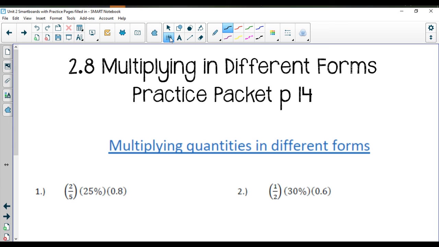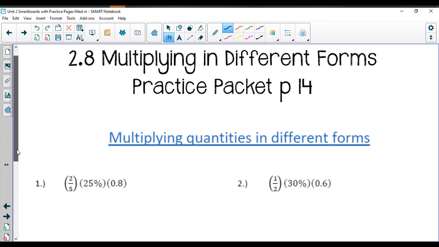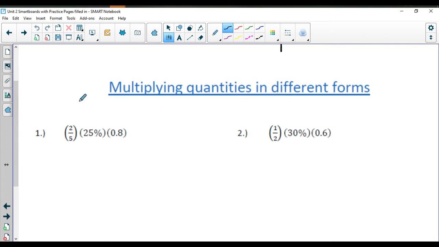This is your practice packet for lesson 2.8, multiplying in different forms. Practice packet on page 14. So you're going through and checking your answers here. For the first thing, what I'm going to do is I will actually mark these.